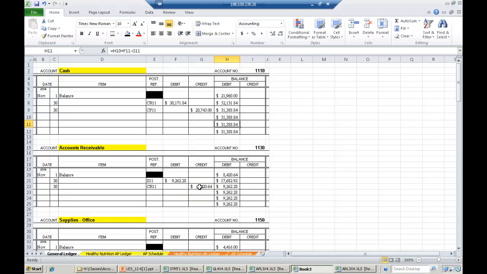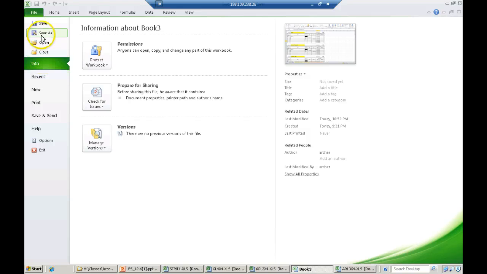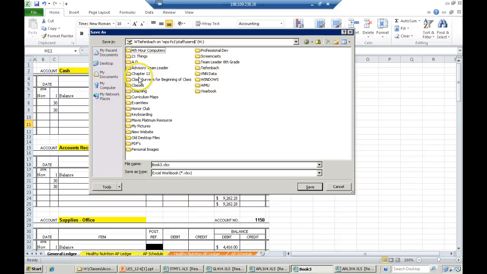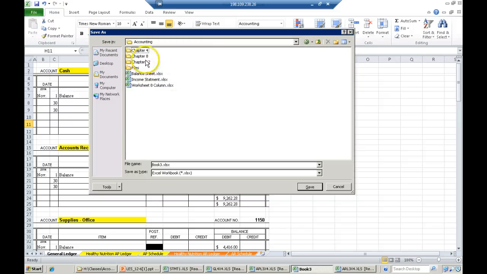This is all of the application problems, so we just did this in about, I don't know, 45, 50 minutes. Make sure that you save this to your H drive, in probably your accounting folder. If you haven't already, have a chapter 12 folder in here. Name this application problems, Healthy Nutrition. Put your initials at the end of it and hit save.